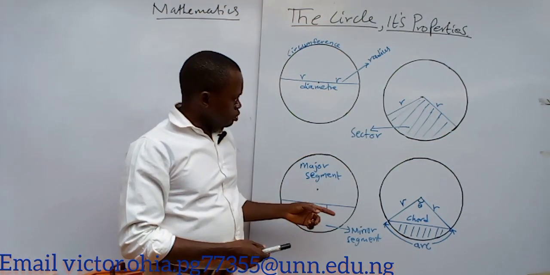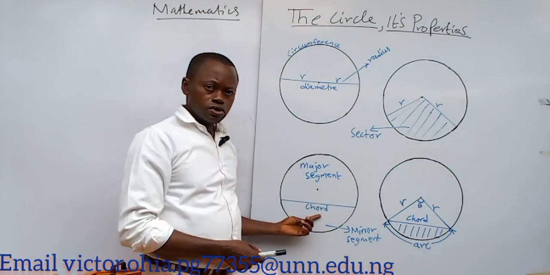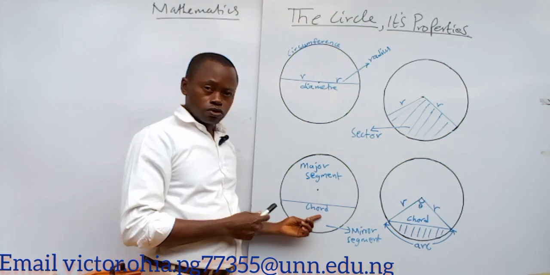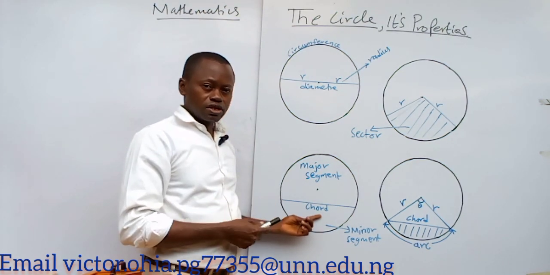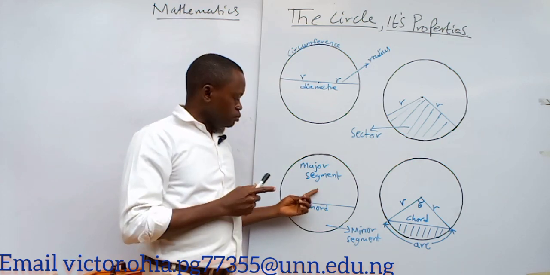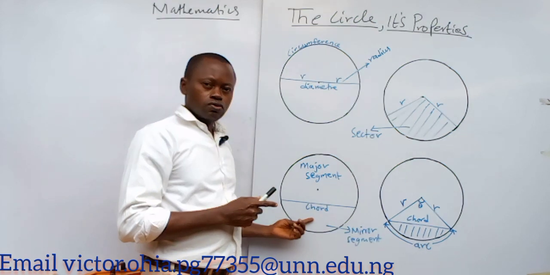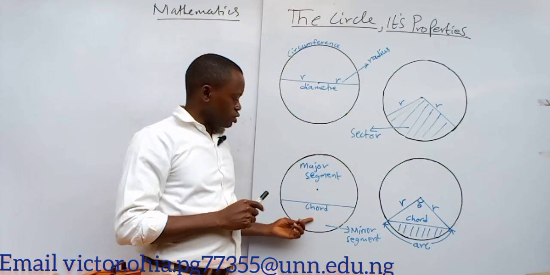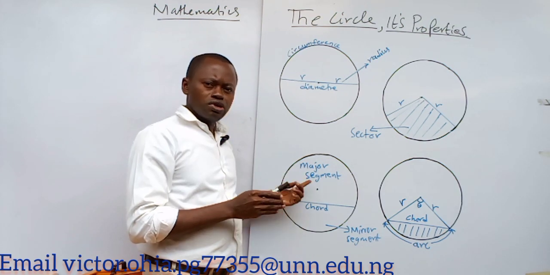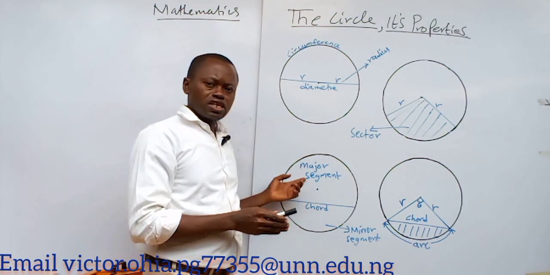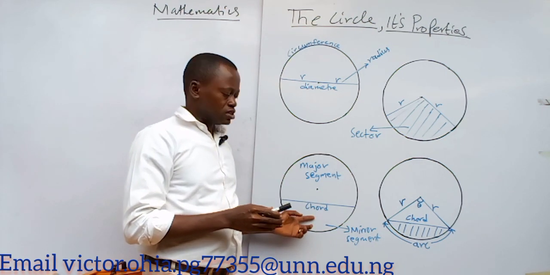When you come around here, you see what we call a chord. In the case of a chord, it doesn't pass through the center of the circle. So any line that does not pass through the center of the circle but touches two places on the circumference of the circle, we call a chord. Now, a chord divides a circle into two segments, the major segment and the minor segment.